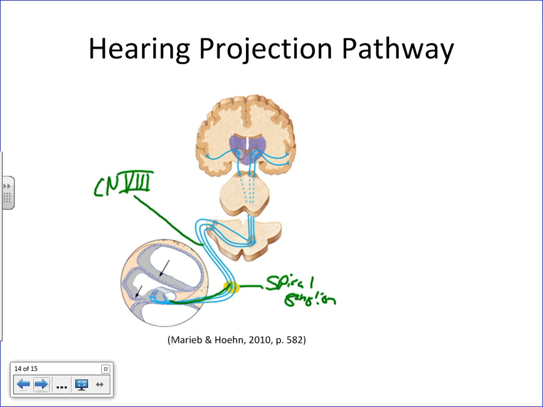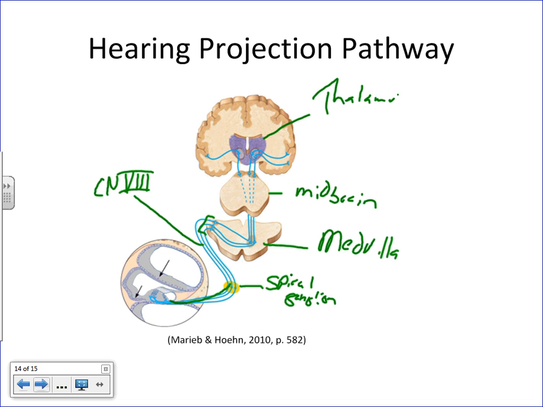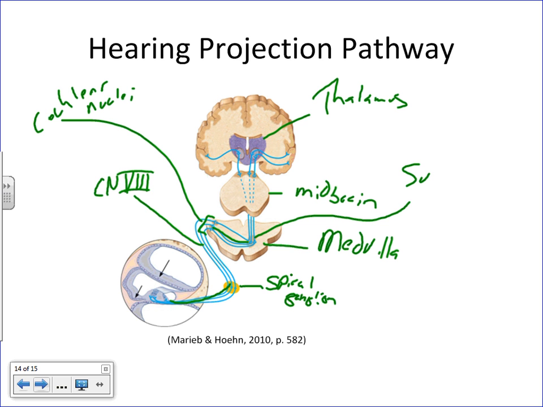Okay, and those are essentially going to synapse in an area. This is the medulla, the medulla oblongata. This would be the midbrain. And remember, this would be the thalamus. They're going to synapse with this area of the medulla called the cochlear nuclei. Okay, the cochlear nuclei. All right, and then not all, but some of these fibers are going to cross over to an area called the superior olivary nucleus. I'm sorry, olivary.